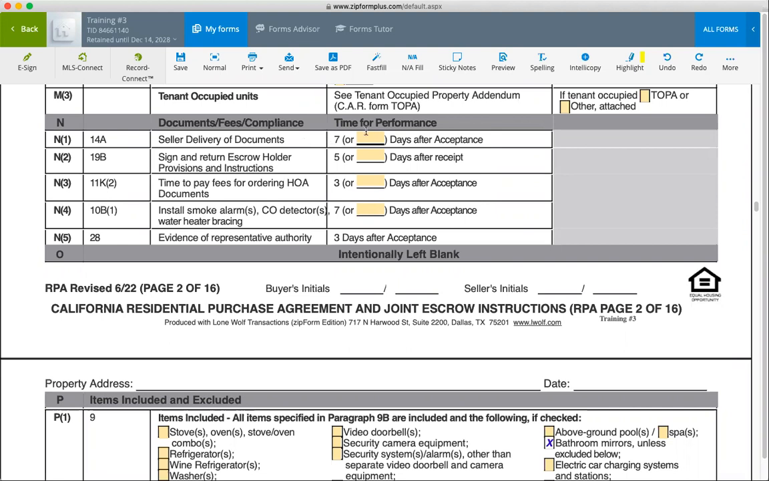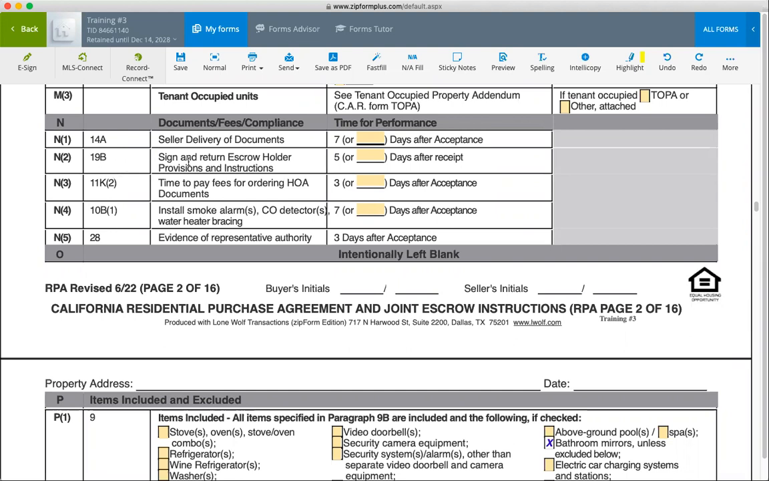The default time for performance is 7 days. The seller will deliver that. The seller will also typically deliver an SPQ, seller property questionnaire, and an NHD, a natural hazard disclosure. Those are the forms the seller is obligated to deliver. There are certain seller exemptions for those forms, but I won't get into those matters now. But for whatever documents the seller is obligated to deliver, they have 7 days to do so.